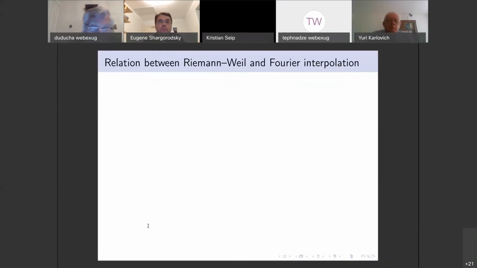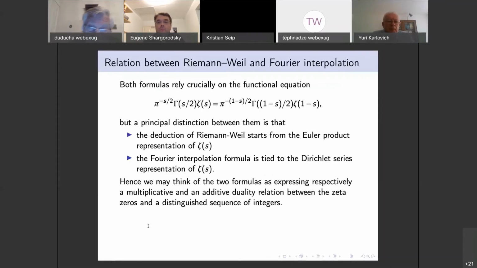And what I would like to say now is I want to compare this Fourier interpolation theorem and the Riemann-Weil formula that I had before. I cannot say much about the proof, but both of them rely crucially on the functional equation. It's absolutely crucial for both. But there is a principal distinction between them, and that is that the deduction of the Riemann-Weil formula starts from the Euler product representation of zeta of s.